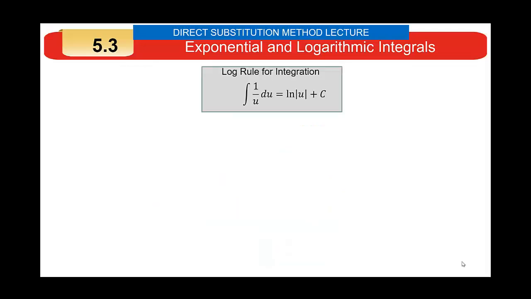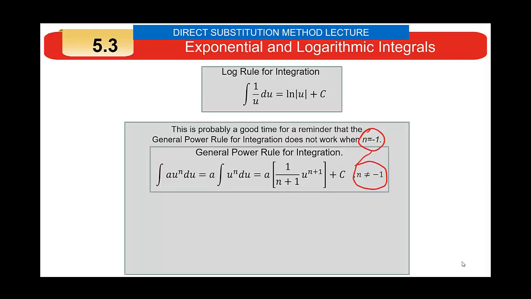So we're going to begin from that base formula. We'll call it the log rule for integration. The integral of 1 over u du is the natural log of the absolute value of u plus a constant of integration. I do want to say one thing before I begin with examples. This is probably a really good time to remind you, back when we studied the general power rule for integration, whether you realized it or not, it never worked when n was equal to minus 1.